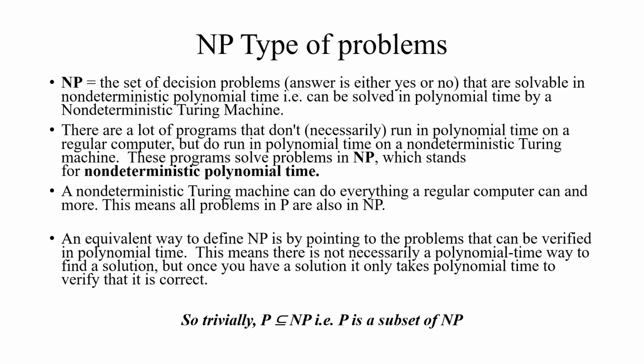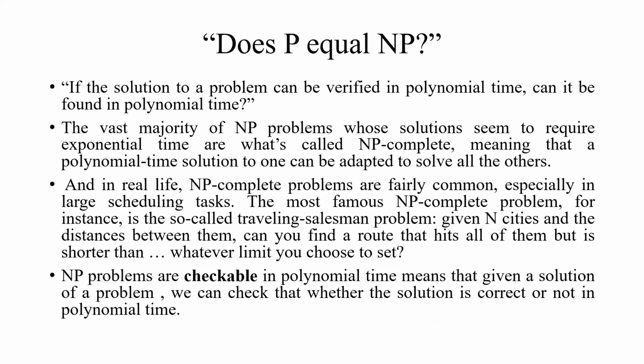Now NP is further divided into two parts, NP hard and NP complete. First point arises: is every P equal to NP? If the solution of a problem can be verified in polynomial time, can it be found in polynomial time? The vast majority of NP problems whose solution seems to require exponential time are what's called NP complete type of problems, meaning that a polynomial solution to one can be adapted to solve all these problems. And in real life, NP complete problems are fairly common, especially in large scheduling tasks.